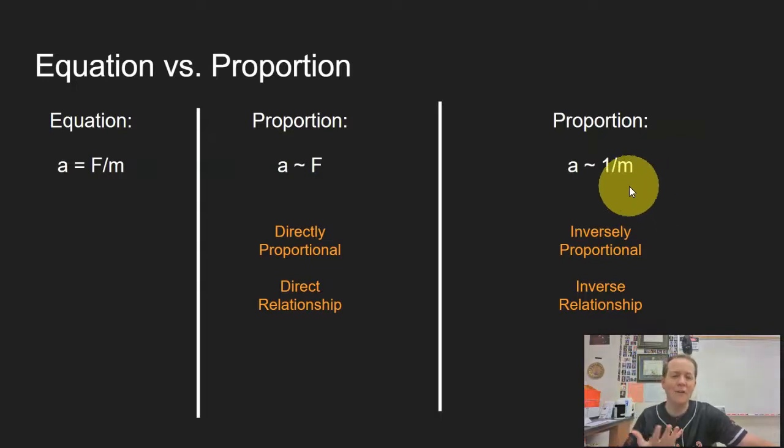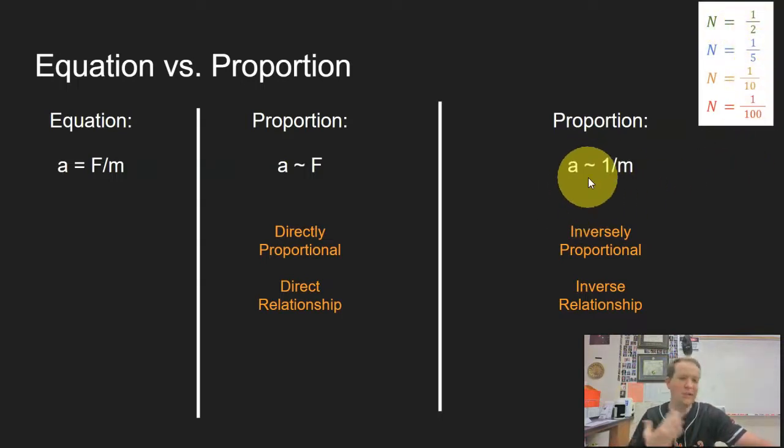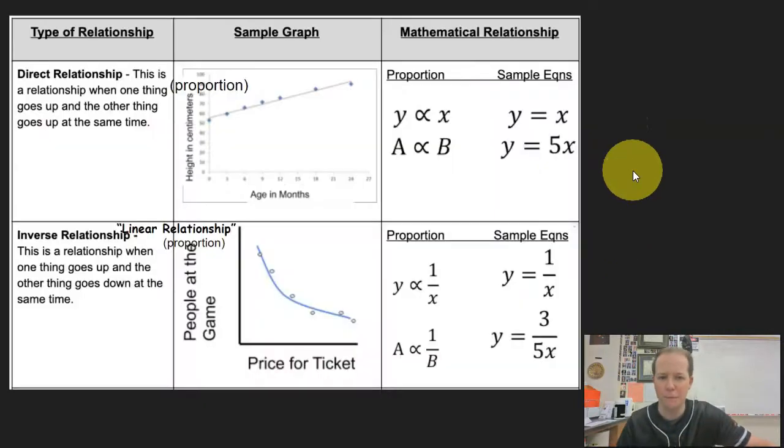If the mass of the object goes way bigger, imagine a ping pong ball versus a train, well, a train is probably going to accelerate way less. It's the opposite. Here is an example of an inverse proportion, an inverse relationship. Again, if you want, maybe you just keep using an equal sign just so you're familiar. When the fraction gets bigger on the bottom, the result gets smaller. That sometimes is helpful for students.